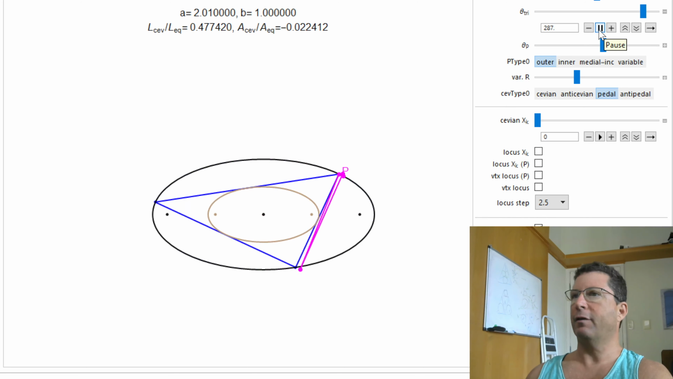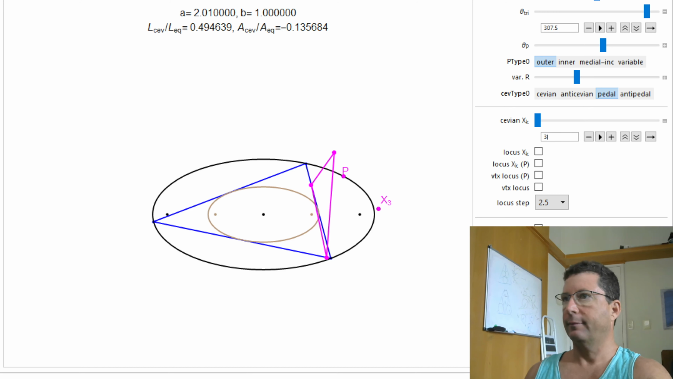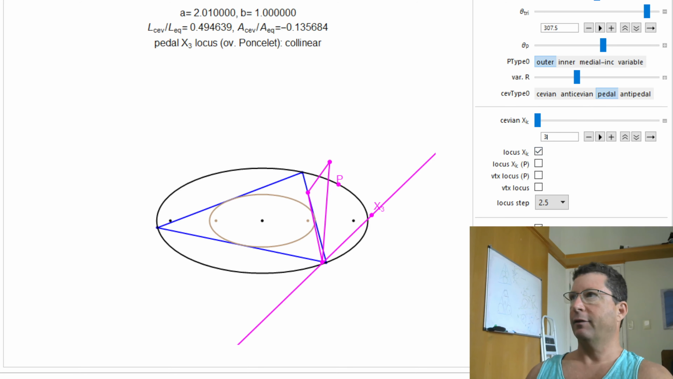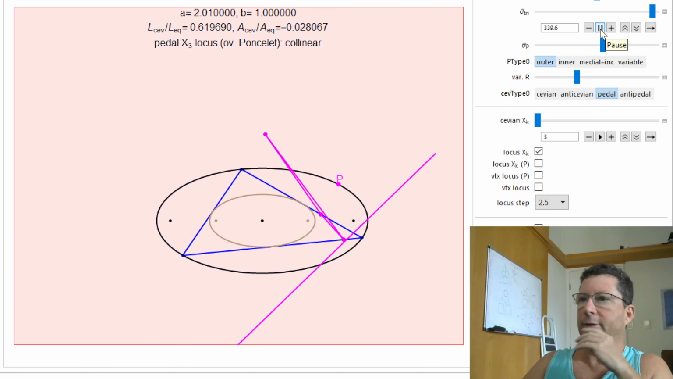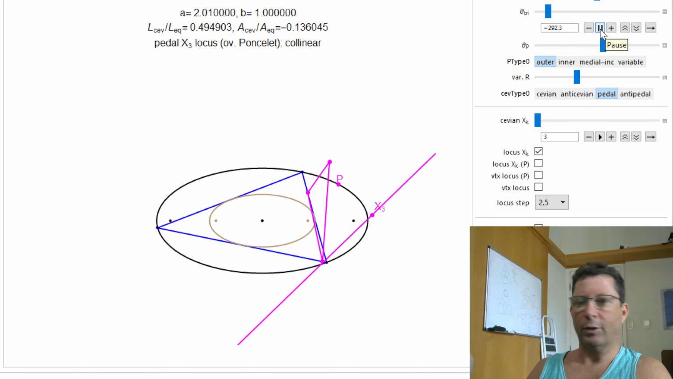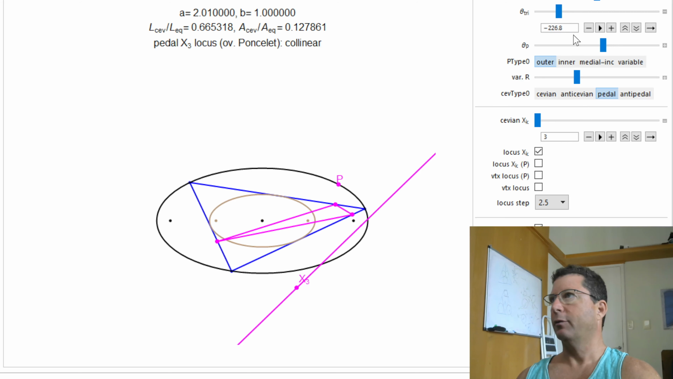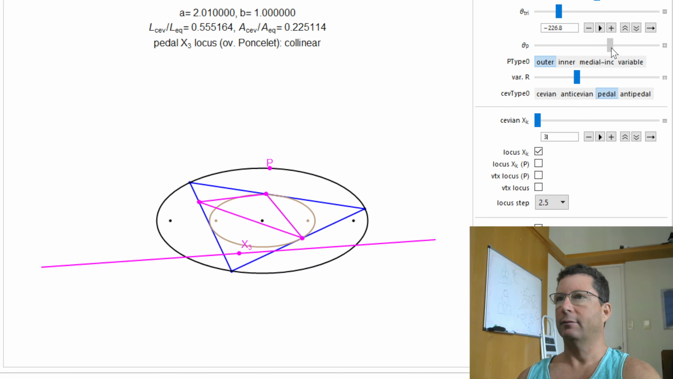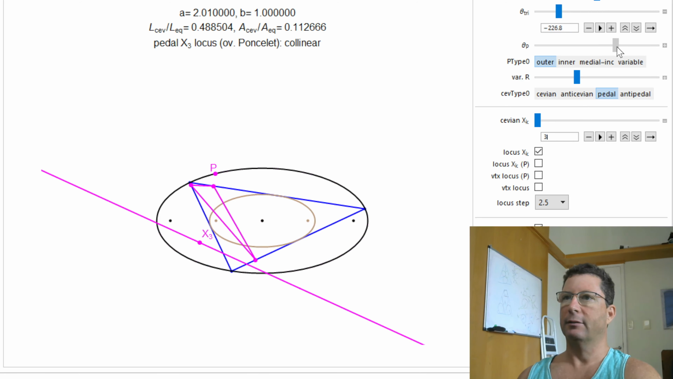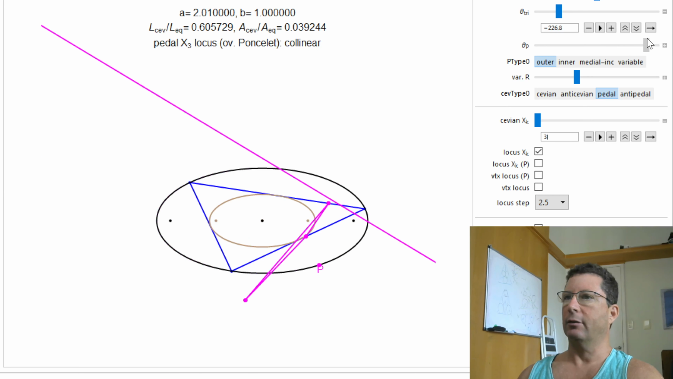First phenomenon is the following. Let's draw the circumcenter of these pedal polygons. Here's a circumcenter, and the phenomenon is that over Poncelet, the locus of the circumcenter is a straight line. No idea why. If I move P around, I get a different straight line over Poncelet. Okay, so let's go ahead and place P, I don't know.